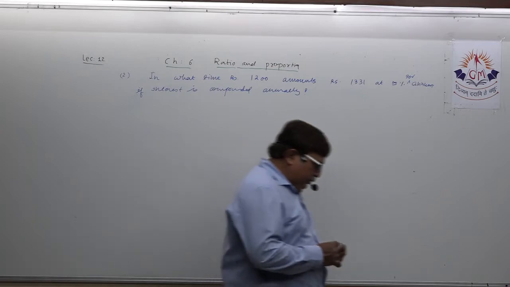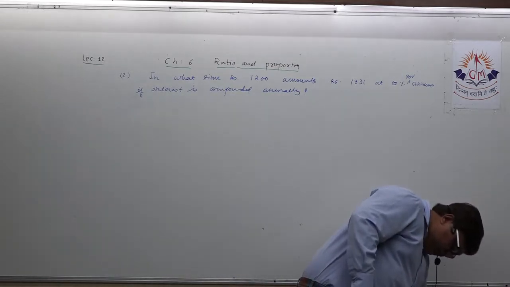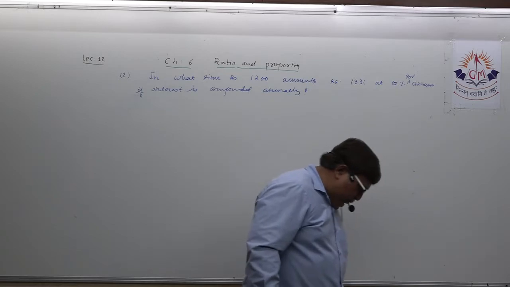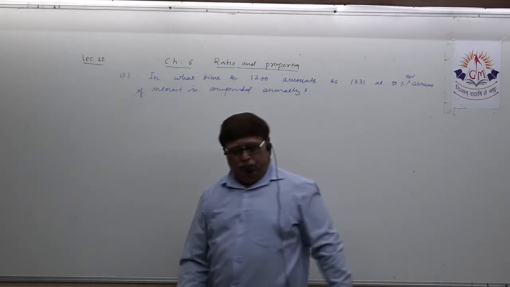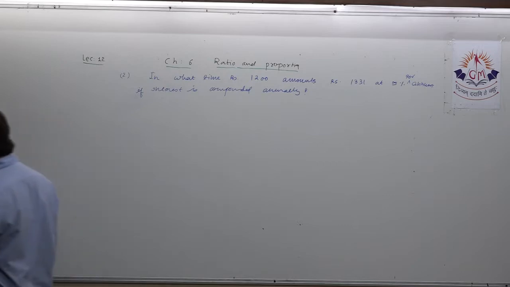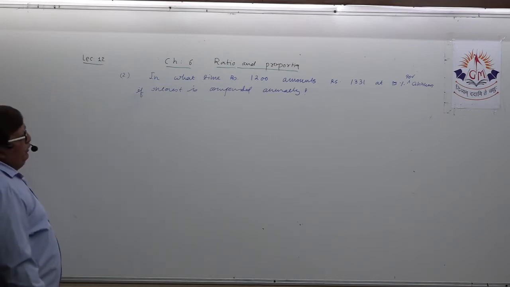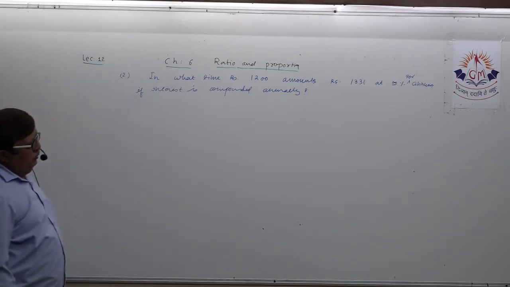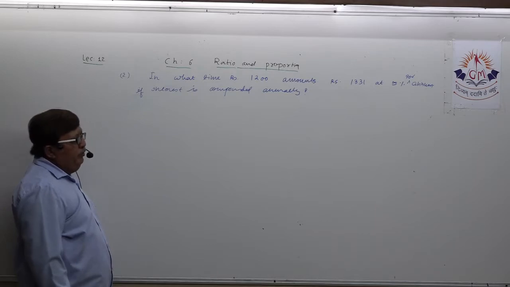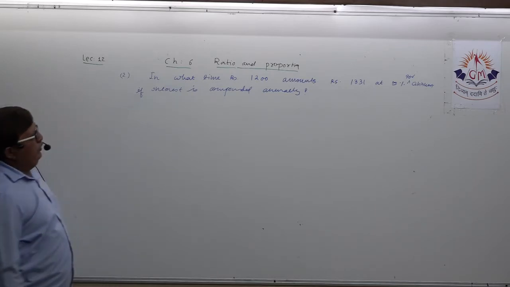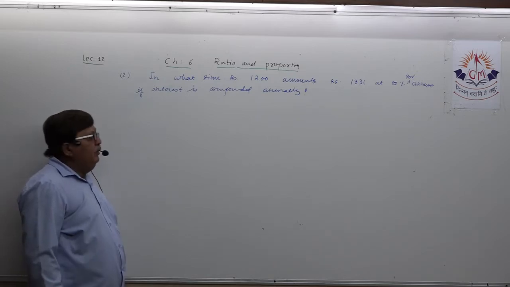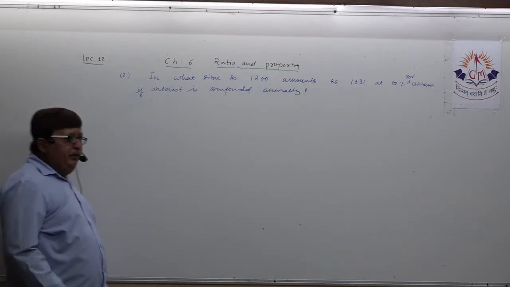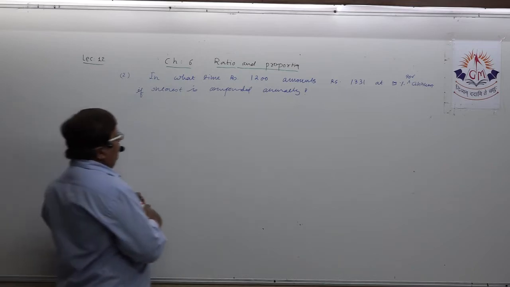Please first note down the question. This is the question. In what time? That means we are looking for the period. In what time rupees 1200 amounts to rupees 1331 at 5% per annum if interest is compounded annually. A few words of highlight again.